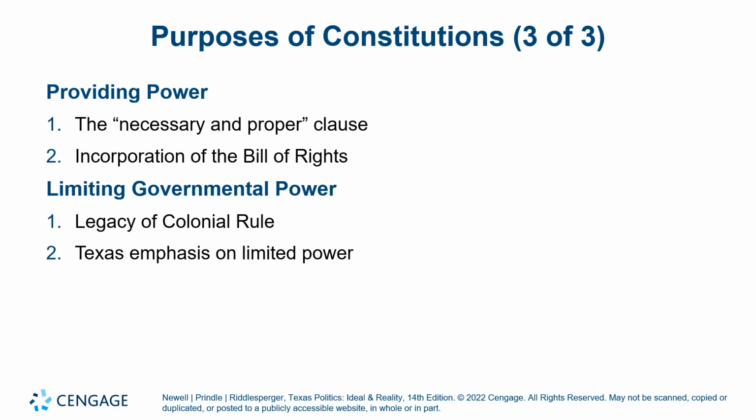So with the incorporation of due process and equal protection within the 14th Amendment, those Bill of Rights protections that originally only pertained to the national government, now the states have to follow. Okay, so that's an example of how the states now have to adhere to the federal Constitution. And then, of course, limiting governmental power, legacy of colonial rule, and Texas' emphasis on limited power.